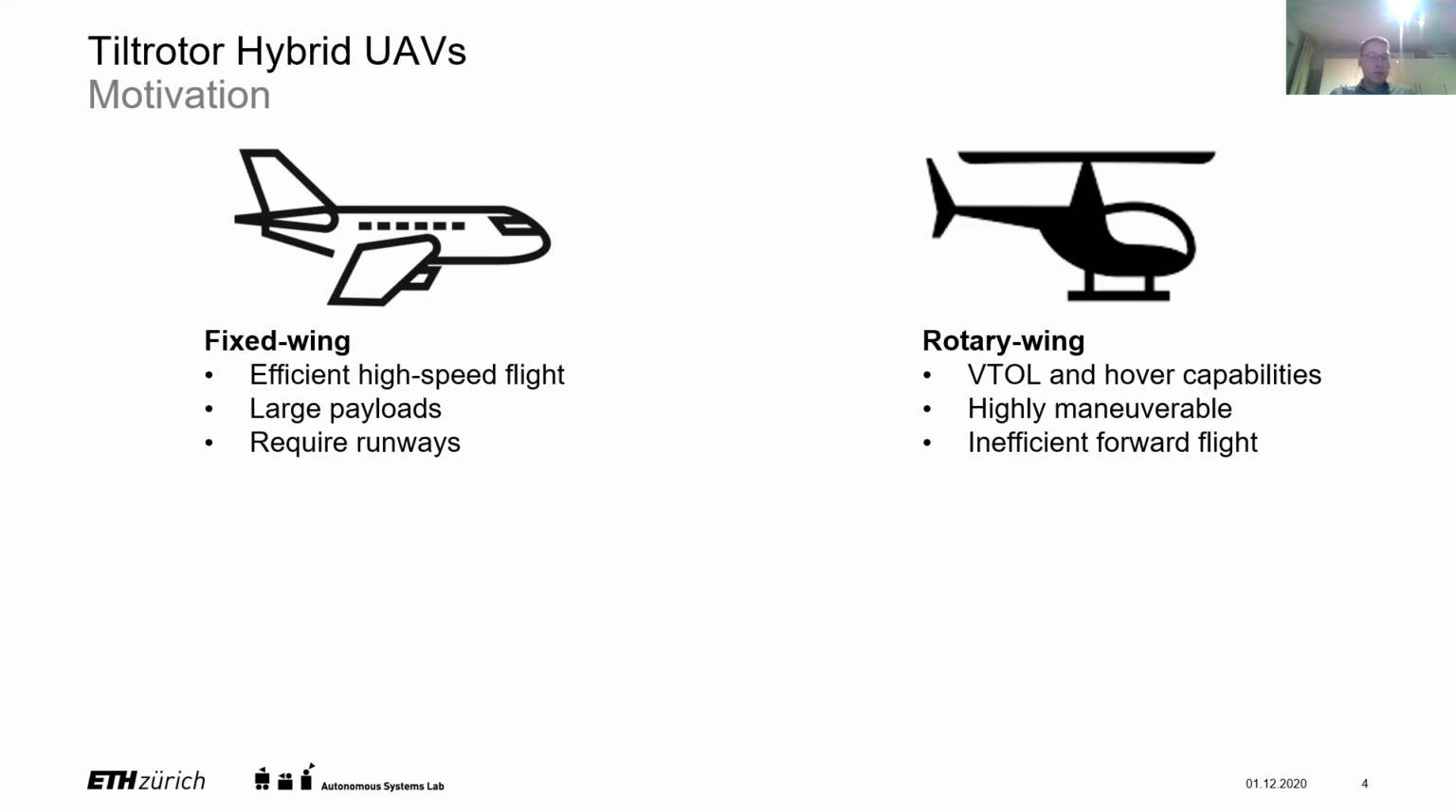On the other hand, rotor wing vehicles have vertical takeoff and landing, as well as hover capabilities, and they are highly maneuverable, mostly thanks to these two properties. On the downside, they are rather inefficient since the entire lift needs to be generated by the rotors, which requires quite a lot of energy.